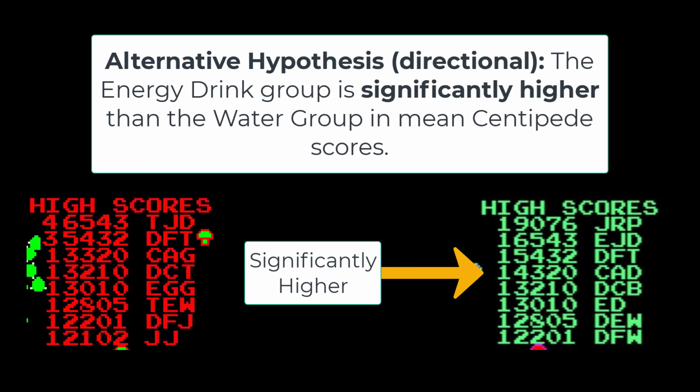The directional version does specify that one group is significantly higher on the dependent measure relative to the other group. So, for example, a researcher may predict the energy drink group is significantly higher than the water group in mean centipede scores.